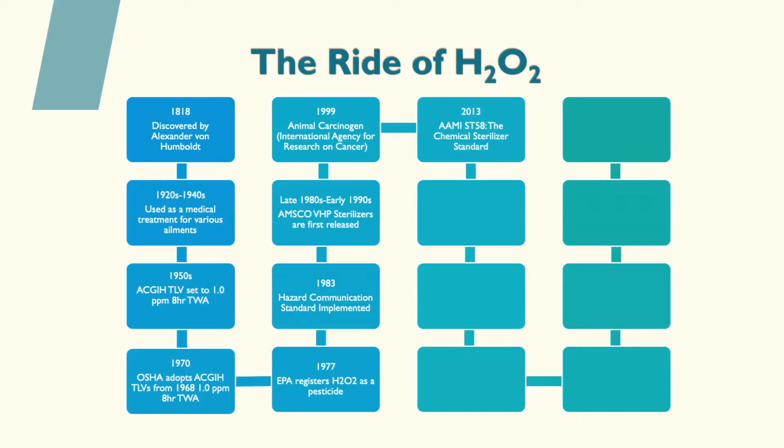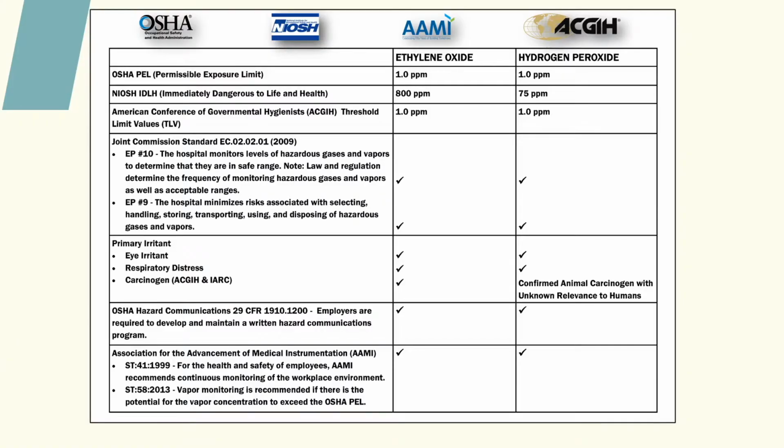There's a lot of blanks here, and the reason is because if you look at the timeline of ETO, you see that all these blanks are filled, and you look at hydrogen peroxide, and we feel like there's a lot of blanks that still need to be filled in. So you see some similarities about how they're both older chemicals that have been around for a long time. You see how they have similar uses, identified as pesticides or insecticides, animal carcinogens.